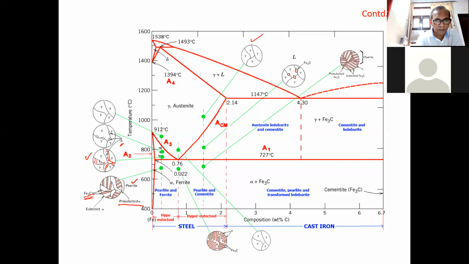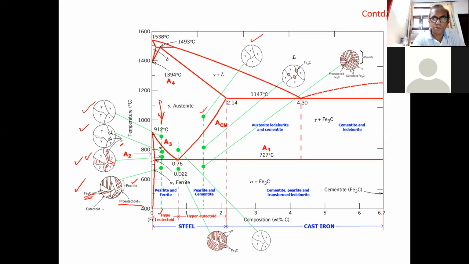Okay, and this is how, once you are moving down from austenite and cooling it, at various temperatures you are getting different microstructures. When the carbon percentage is between 0.76 and 0.022, and when the carbon percentage is less than 0.76, the steel is known as hypoeutectoid. Hypoeutectoid. And you will see another example in this diagram.